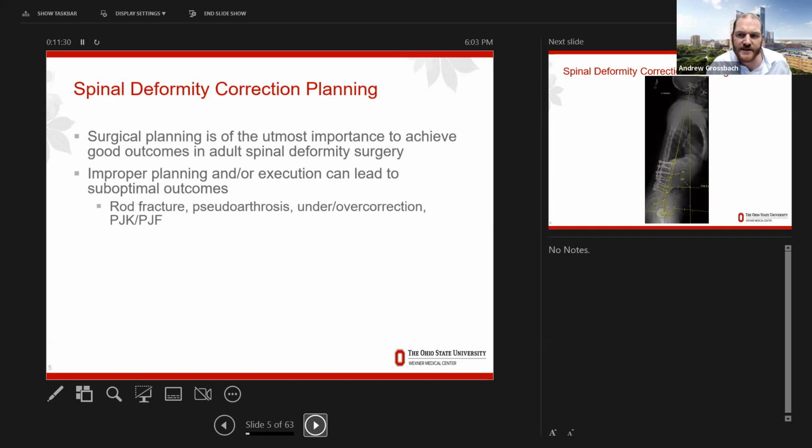Surgical planning obviously is very important to good outcomes in adult spinal deformity surgery. Improper planning and or improper execution can lead to suboptimal outcomes: rod fractures, pseudoarthrosis, either over or under correcting, which can lead to proximal junctional kyphosis, proximal junctional failure. And also of vital importance is patient selection. These are very morbid surgeries with high complication rates, and patient selection is very important.